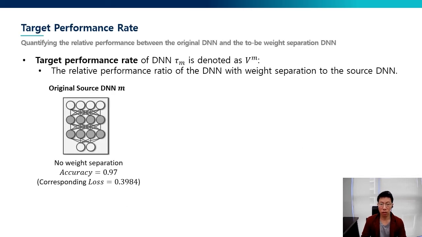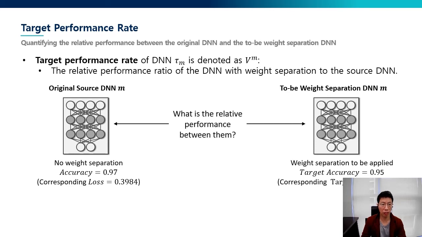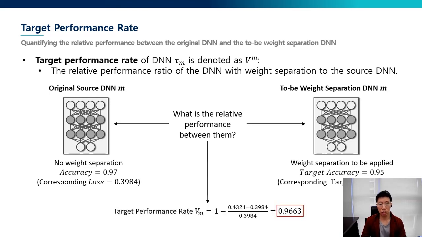Given the loss value of the original source DNN and the target loss value to achieve after weight separation, the relative performance ratio of the DNN with weight separation to the source DNN, which we call target performance rate, is defined in order to set a performance criterion. Here, the target performance rate is calculated by using the loss value of the original source DNN and the target loss value of the weight separation DNN, which is 0.9663 in this example.